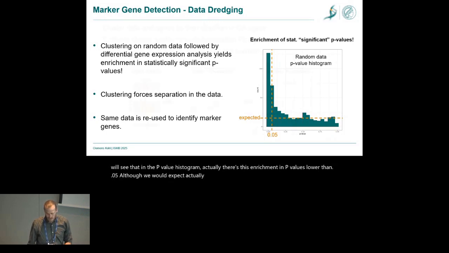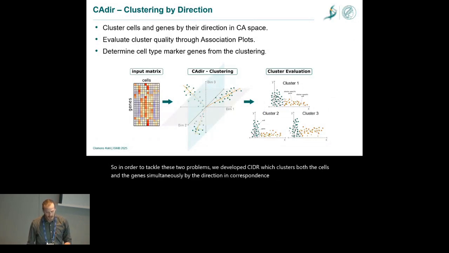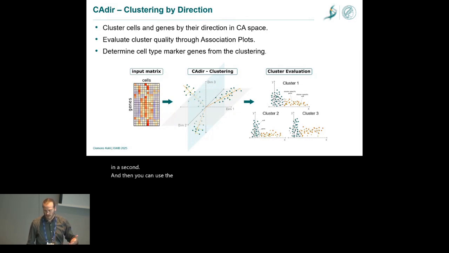In order to tackle these two problems, we developed CAdir, which clusters both the cells and the genes simultaneously by their direction in correspondence analysis space. It also lets you evaluate your clusters based on so-called association plots, which I'm going to introduce in a second. And then you can use the co-clustered marker genes for downstream analysis, such as cell type annotation.